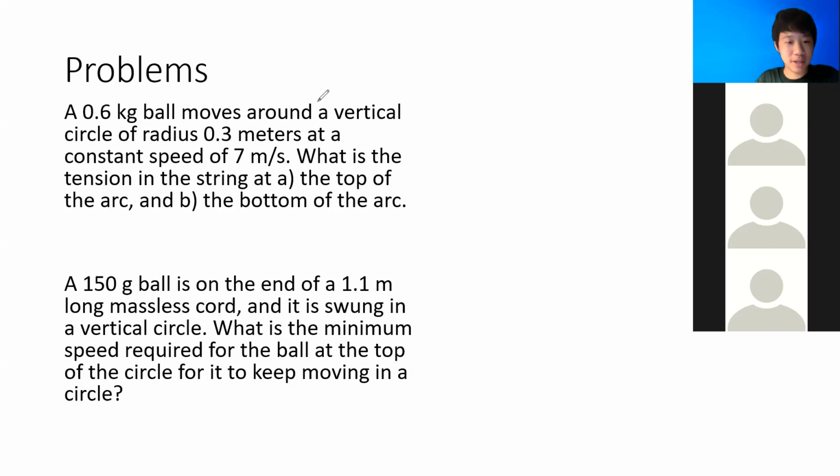A 1.5 kilogram ball is on the end of a 1.1 meter long massless cord, and it's swung in a vertical circle. What's the minimum speed required for the ball at the top of the circle for it to keep moving in a circle? So what is this question actually asking? As we know, if we swing a ball around in a circle and don't give enough speed at the top of the circle, the rope's going to fall limp.